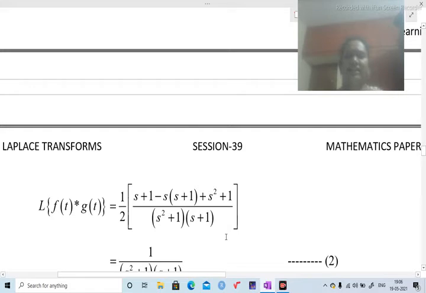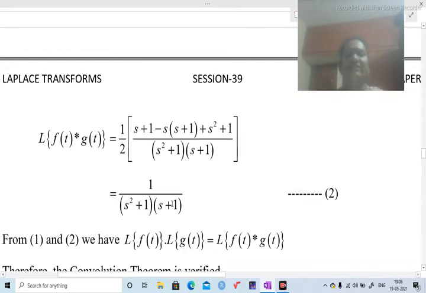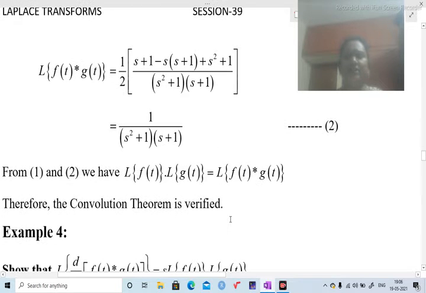Now take LCM and simplify. Then the value of L of f of t star g of t equal to 1 by s square plus 1 into s plus 1. From 1 and 2, we can easily say that L of f of t into L of g of t equal to L of f of t star g of t. Therefore, convolution theorem is verified.